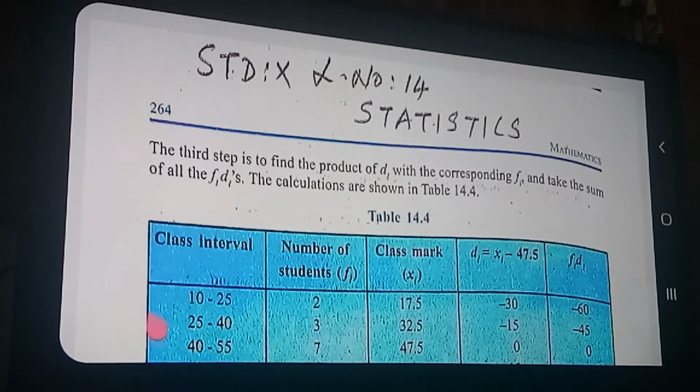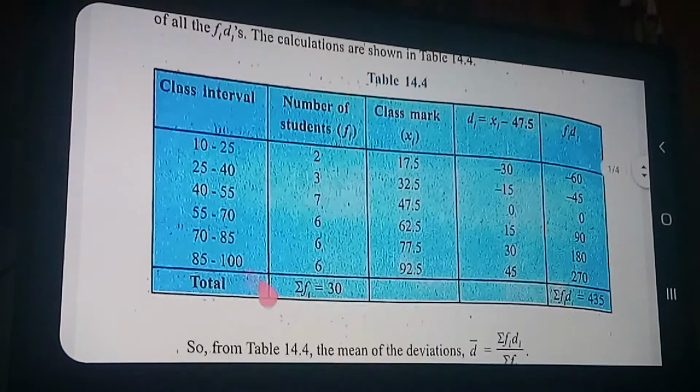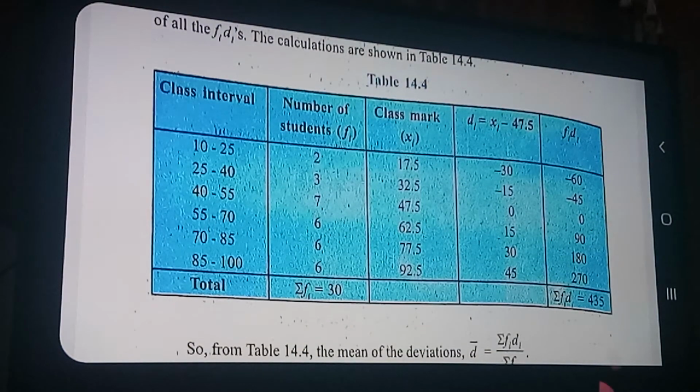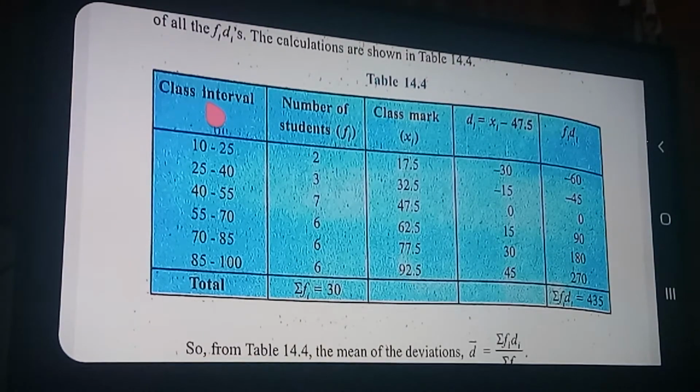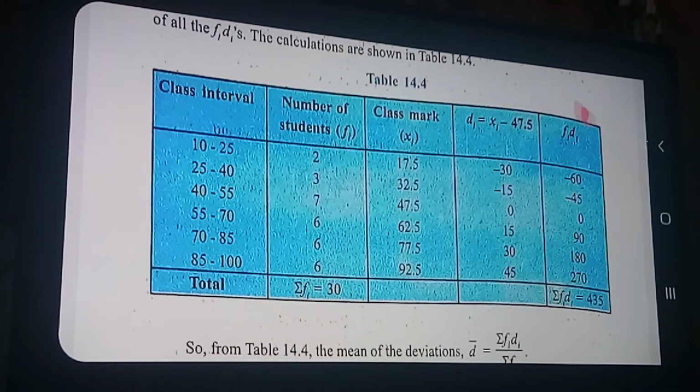Okay, see here. See the full table. Listen here. So here the class interval is given. This table is only an example for you for understanding the assumed mean method. So here the classes given are 10 to 25, 25 to 40, 40 to 55, etc. And here the frequency is given.